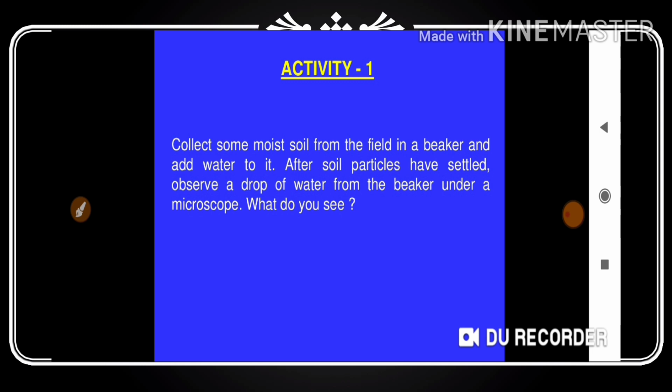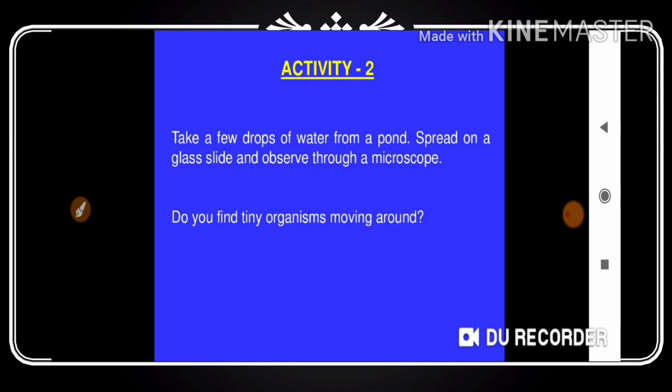Another activity is there, we will discuss that first, and afterwards we will come back to the final observation. Okay, so the second activity 2.2: take a few drops of water from a pond. Nearby we have so many ponds, where the water does not flow for many days, it stays there. Take a few drops of that water, spread on the glass slide and observe through the microscope. Again, a small drop of water from the pond, place it on the glass slide.